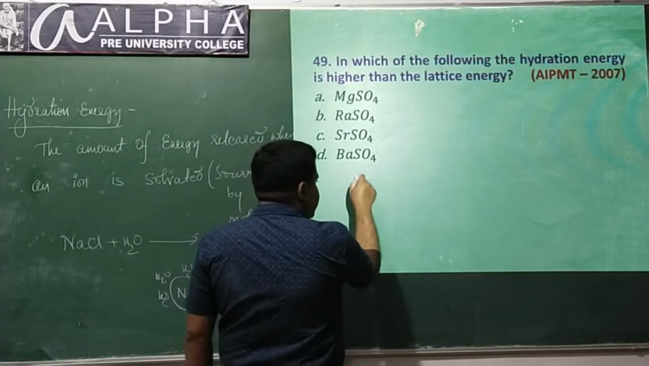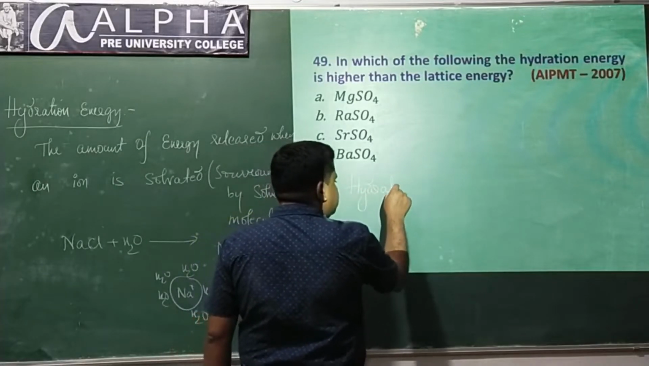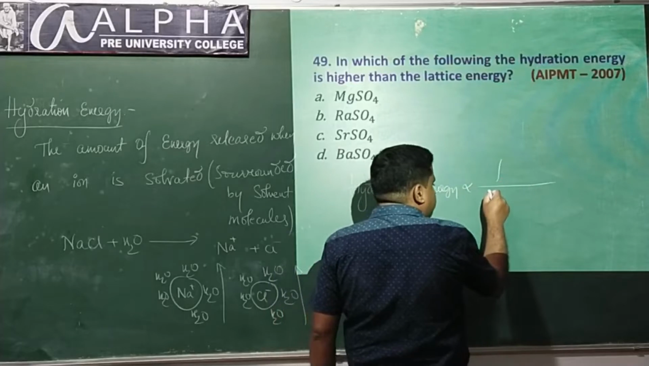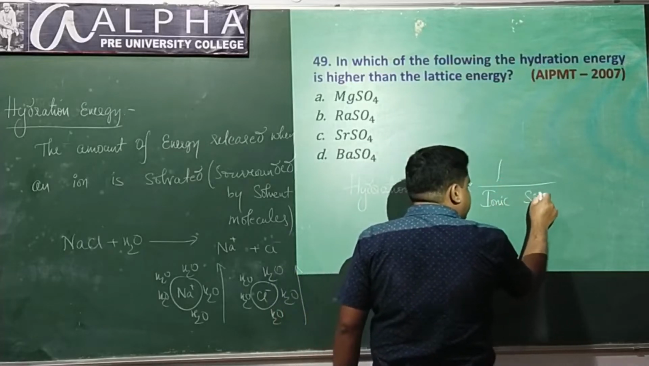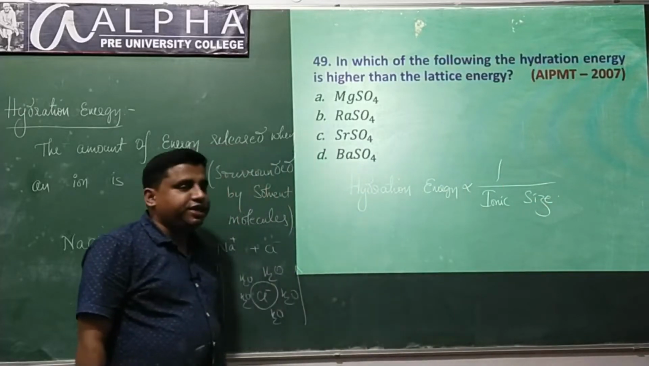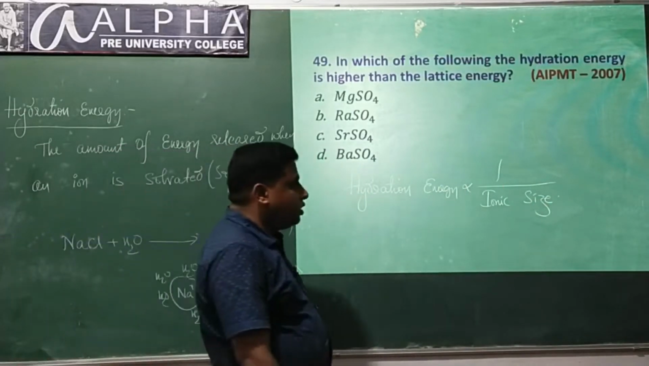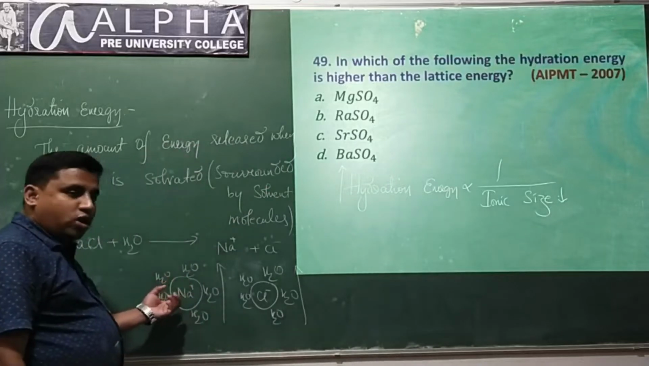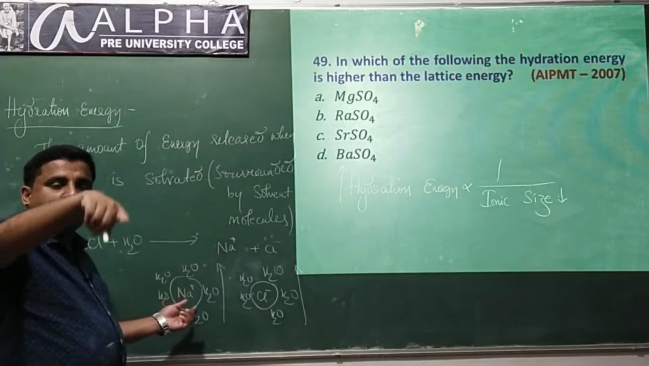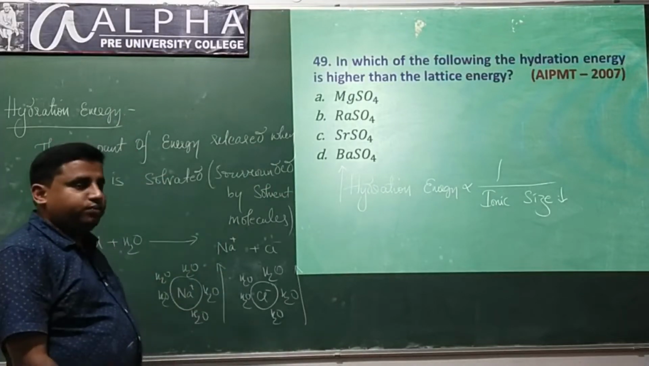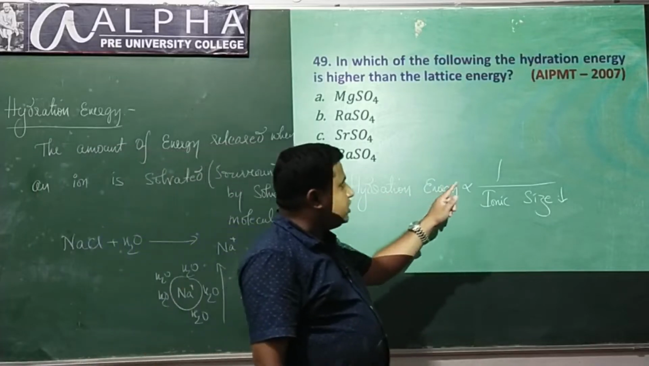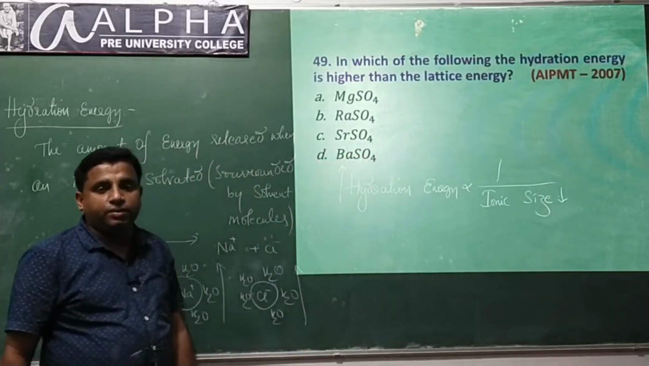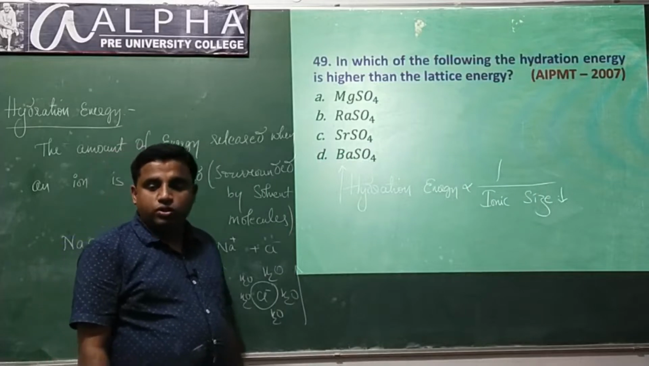Remember one thing, hydration energy is inversely proportional to ionic size. Smaller the ionic size, more will be the hydration energy. That means smaller the size of the ion, more solvent molecules will surround that ion and more energy is released, therefore hydration energy will be high. Are we clear, students? Yes.